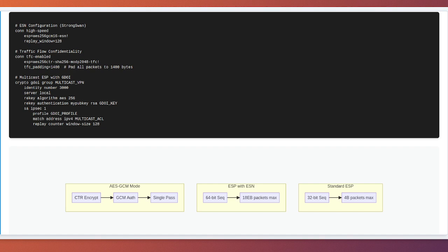Traditional ESP is designed for point-to-point communication, but multicast extensions allow a single encrypted packet to be decrypted by multiple recipients. This requires sophisticated key management through protocols like GDOI or IKE ESP, where group members share encryption keys while maintaining separate authentication keys. Counter management also becomes more complex, since each sender needs a unique counter space to prevent collisions.